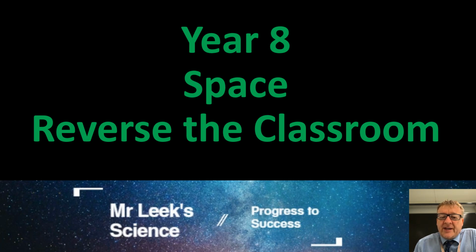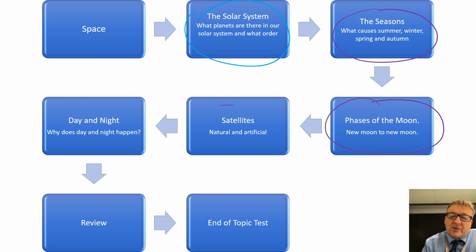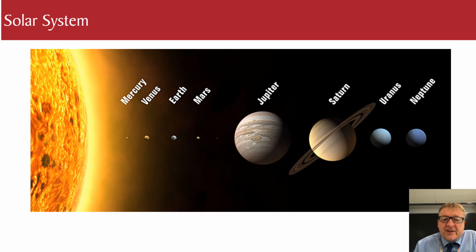This is now the space reverse classroom, going through information before you actually do the topic itself. The route through, we talk about the solar system, we talk about the seasons, we talk about the phases of the moon, we talk about satellites, we talk about day and night, then we review, and then we're going to do an end of topic test.